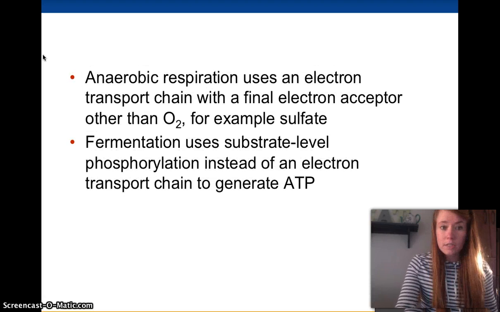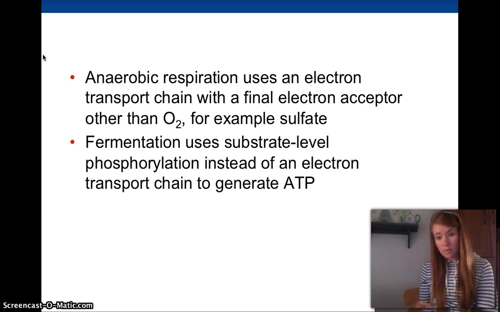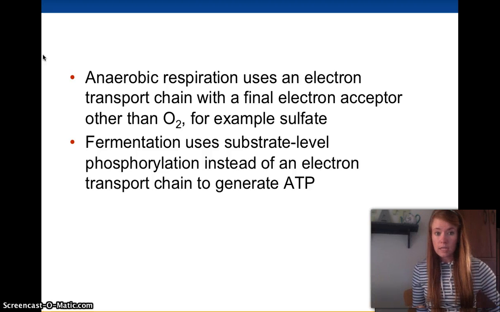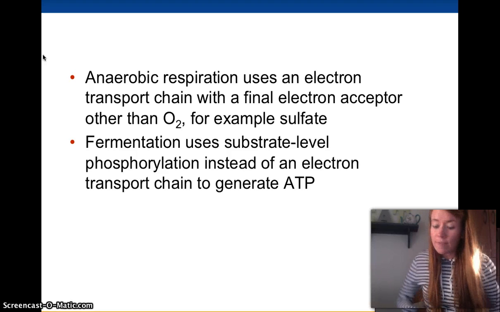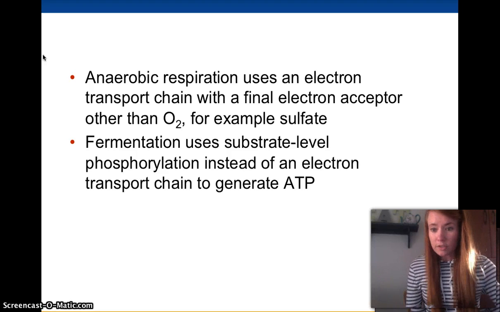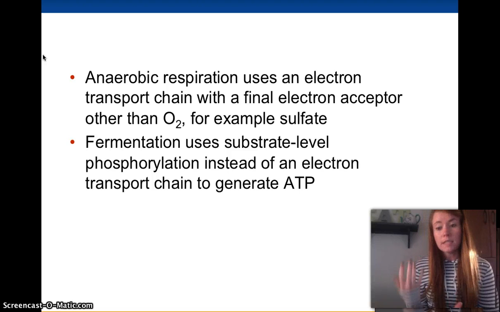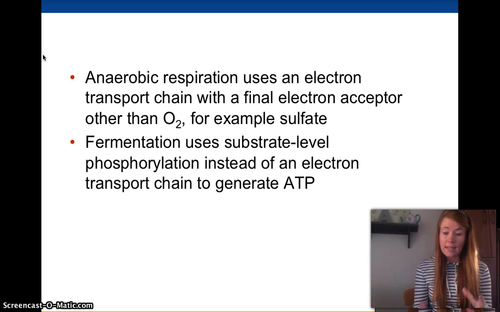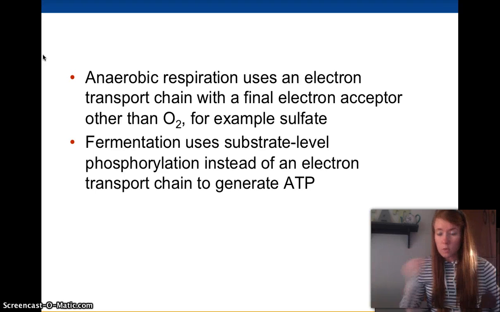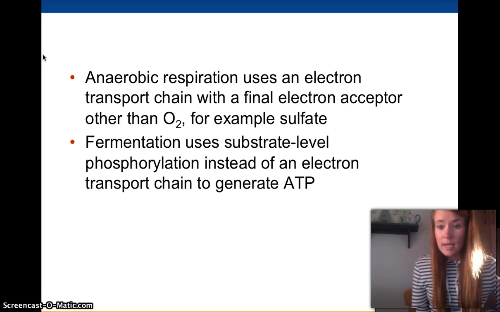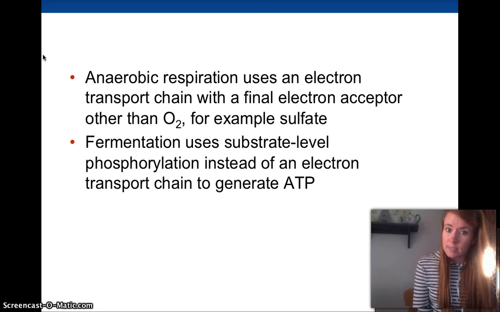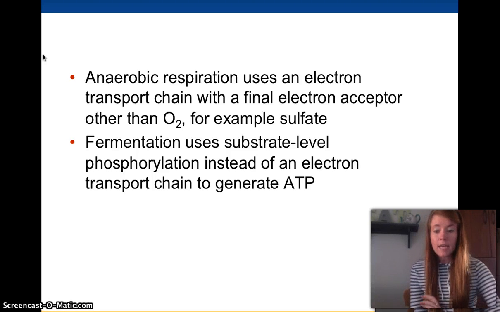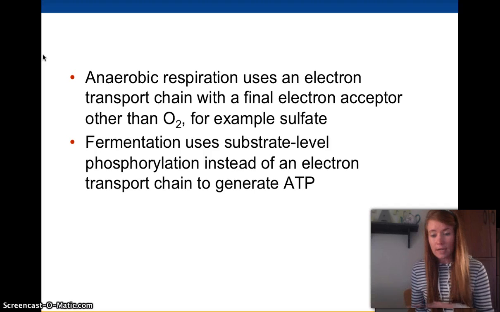We can either go into anaerobic respiration, which still has an electron transport chain. So anaerobic still uses an electron transport chain, except rather than having oxygen accept the electrons at the end of the chain, there's another electronegative molecule. Remember that oxygen is the most electronegative thing in the electron transport chain, and that's why it's at the bottom, because it pulls the electrons towards it and accepts them at the end. So if we use a different electronegative atom, such as sulfur, then that can also pull the electrons down and accept them.